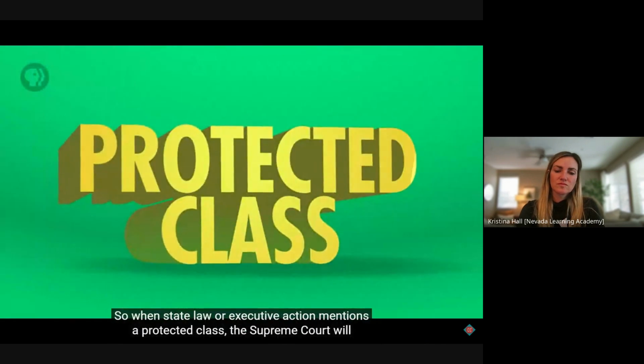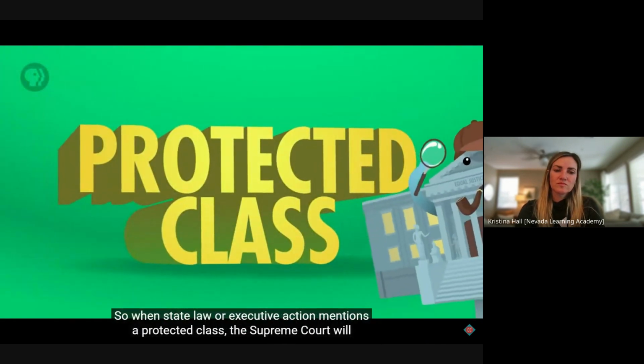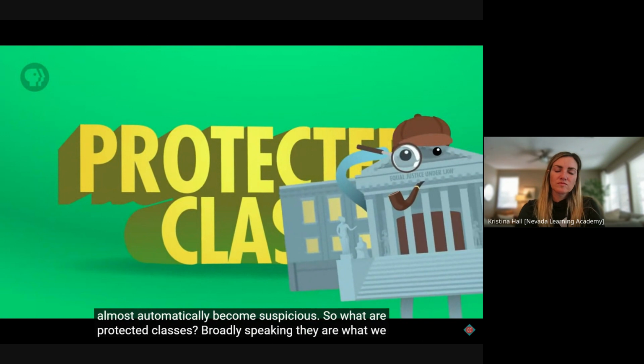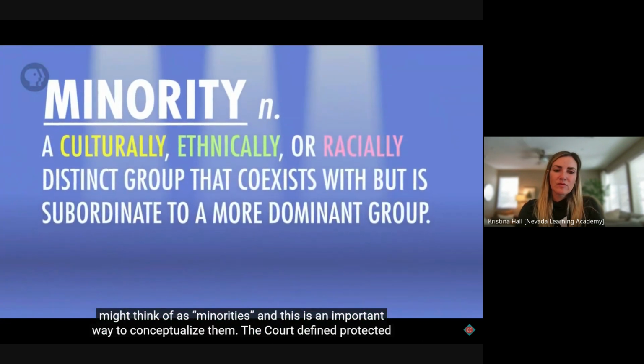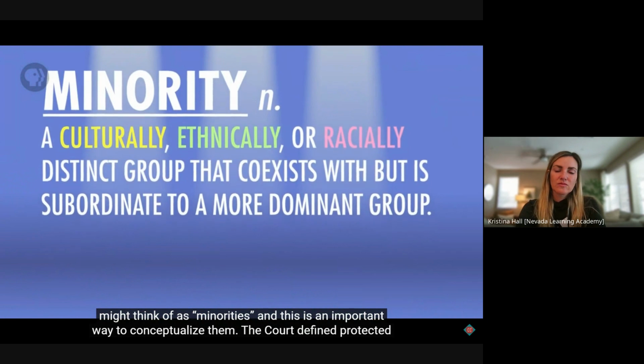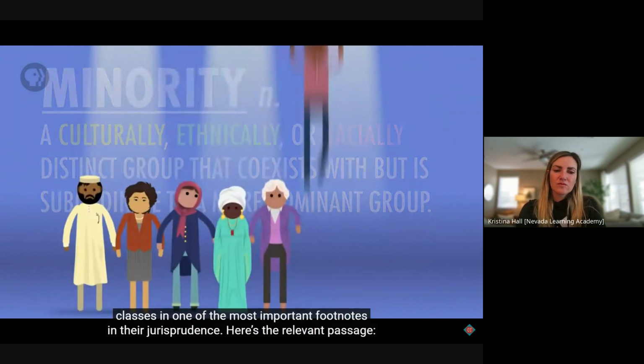So, when state law or executive action mentions a protected class, the Supreme Court will almost automatically become suspicious. So what are protected classes? Broadly speaking, they are what we might think of as minorities, and this is an important way to conceptualize them. The court defined protected classes in one of the most important footnotes in their jurisprudence.